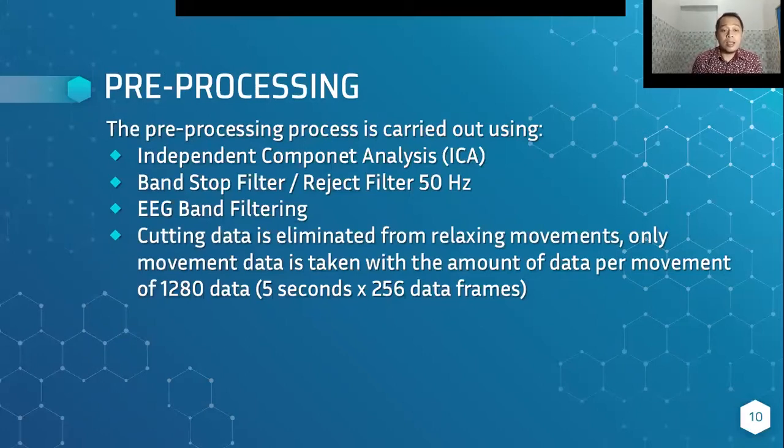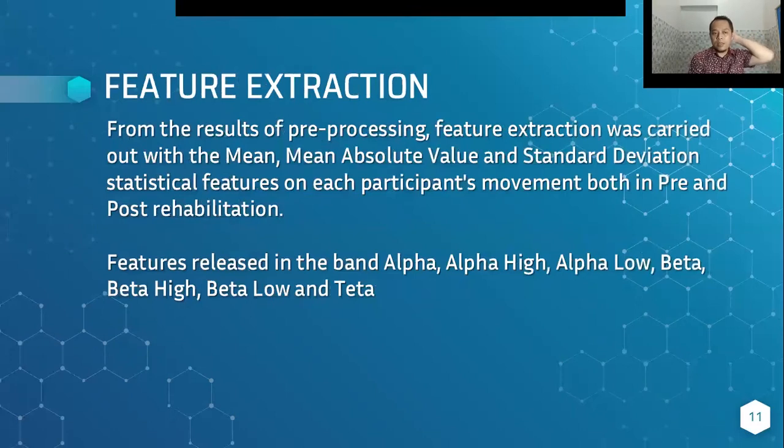Cutting: data from relaxing movements is eliminated. Only movement data is taken, with the amount of data per movement being 1280 data points, or 5 seconds multiplied by 256 data frames. After that, feature extraction.